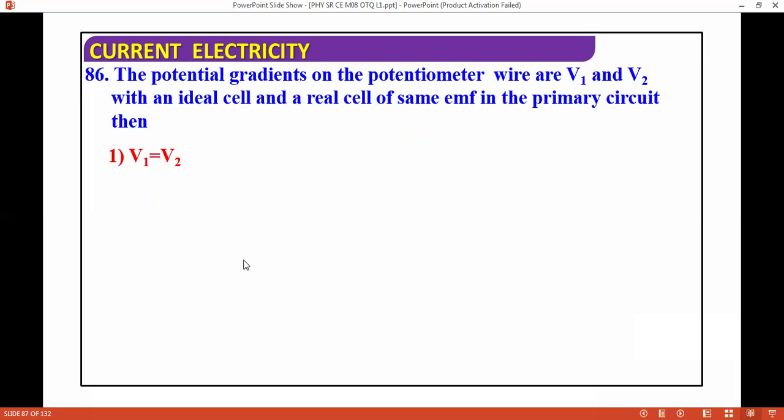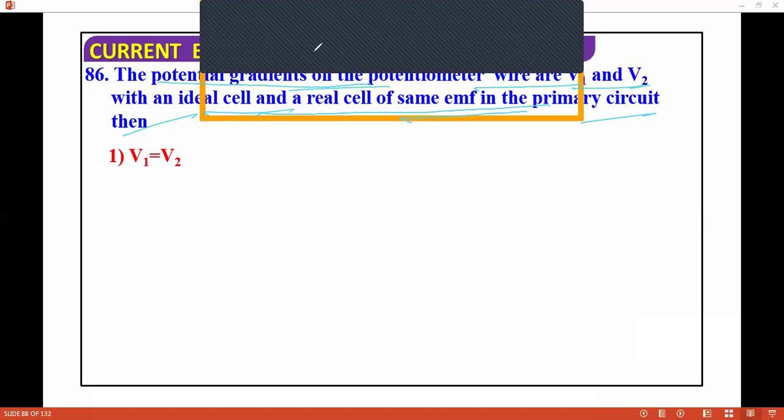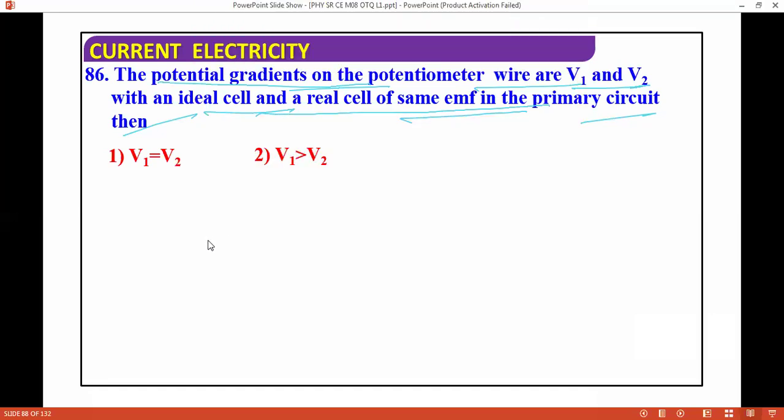Next question: the potential gradients on the potentiometer wire are V1 and V2 with an ideal cell and a real cell of the same EMF in the primary circuit. Then what is the correct answer? The answer will be V1 is greater than V2.